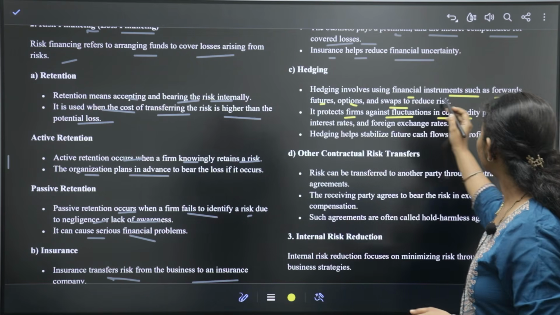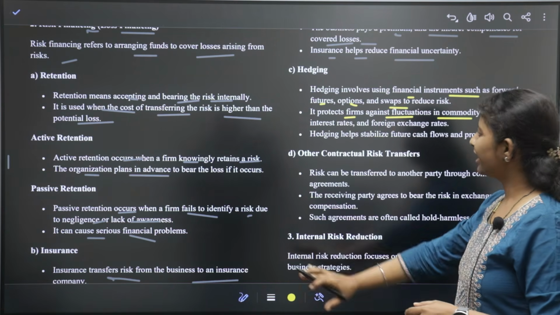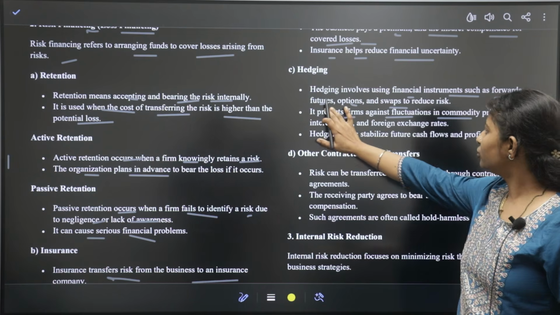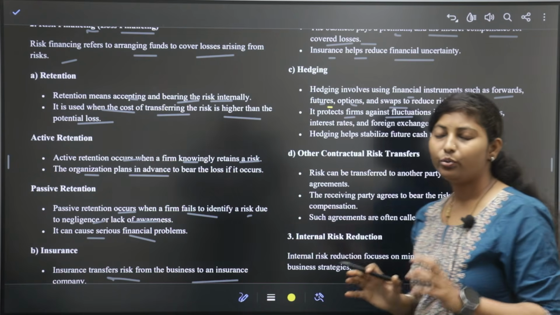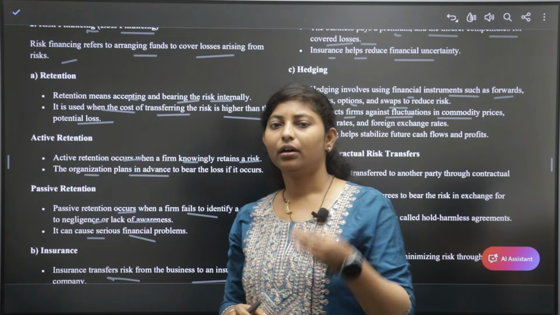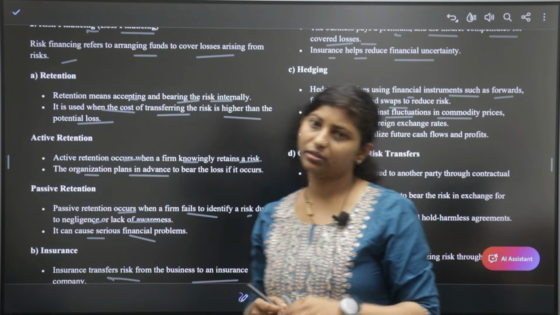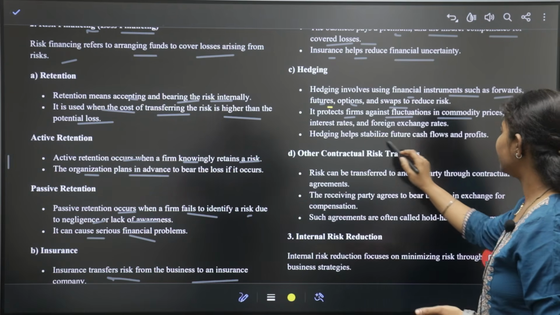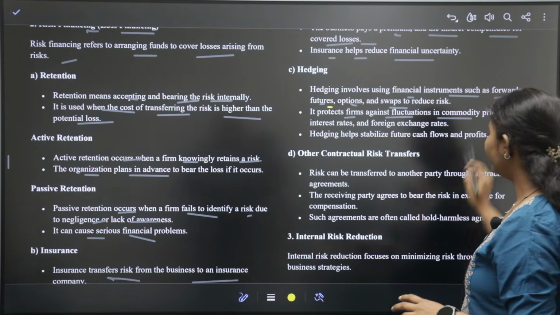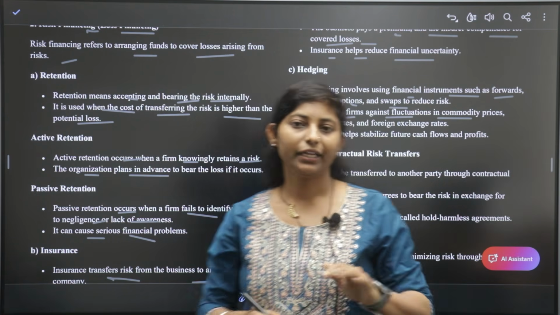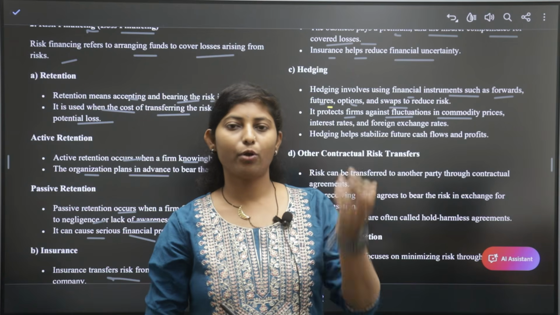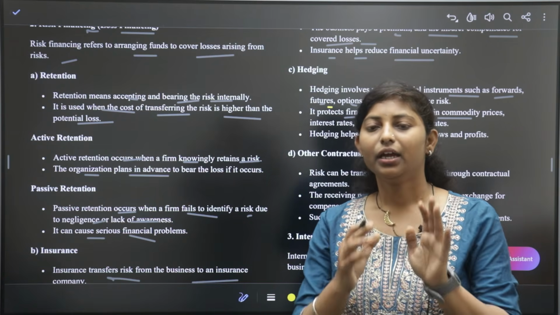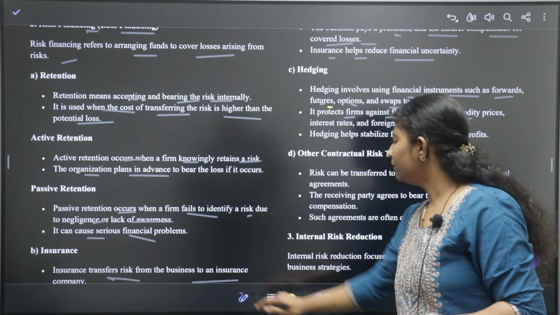These hedging instruments, forwards, futures, options and swaps, we will discuss one by one clearly in the upcoming questions. Next, see how hedging helps. It stabilizes future cash flows and profits. It helps you keep your cash flows and profits stable in your business. So the hedging method and approach is very important in business and very simple.